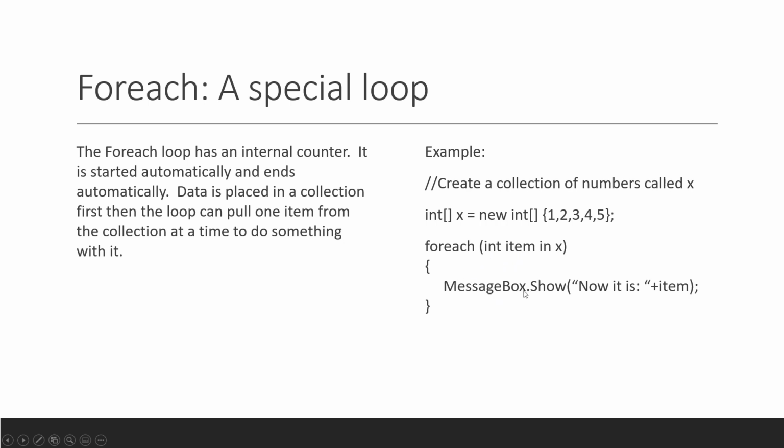And I said MessageBox.Show, now it is, and then plus item, which indicates that we're going to be outputting these things. And then in this particular case, it has an internal counter, and it's going to start with 1, and it's going to go until it reaches the end of the number of items in x. Okay, and it automatically increments, and it keeps looping until it gets to the last item.